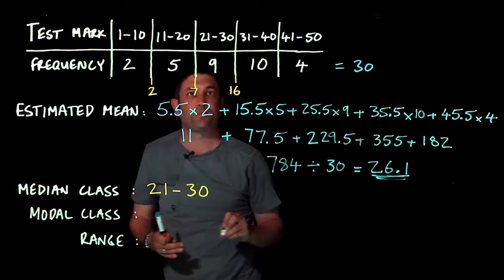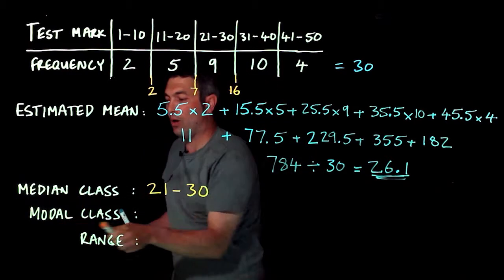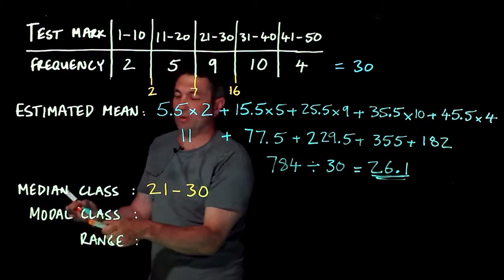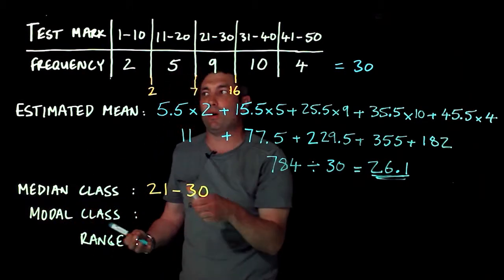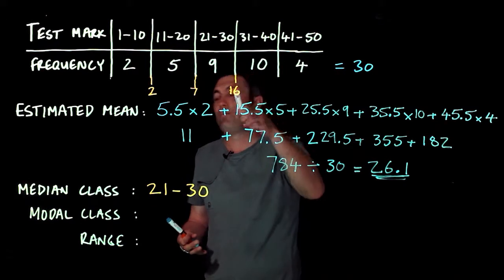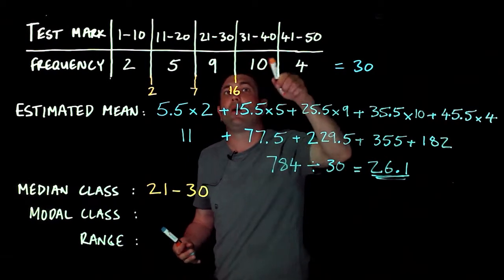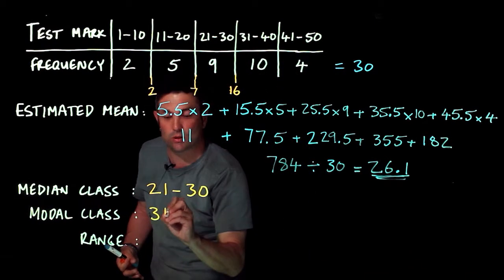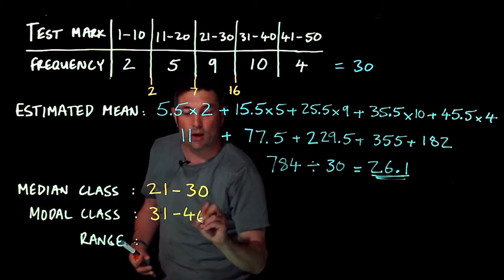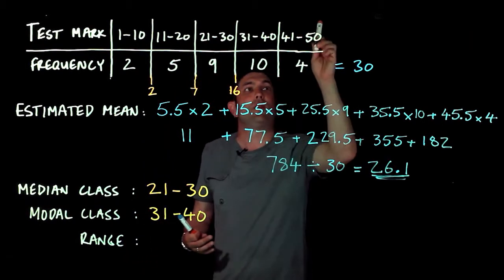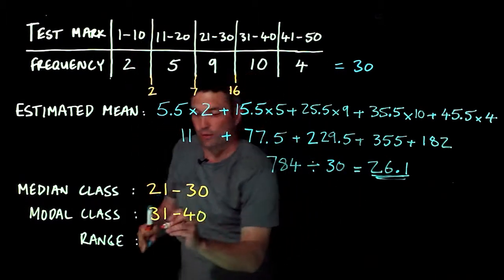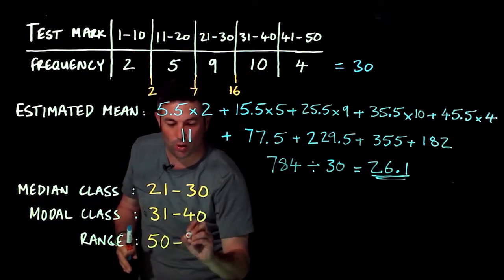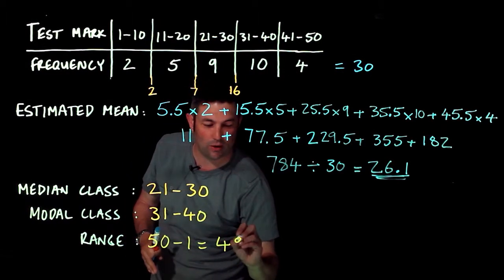Now the modal class, or model, some people say, but if you say modal, it's obvious what it is. It's the class that has the most bits of data in it. So the modal class would be this one. It has the highest frequency. So the modal class is 31 to 40. And the range, well, we've got to assume the highest mark you could get was 50. The lowest mark was 1. So 50, take away 1, has got to be 49.